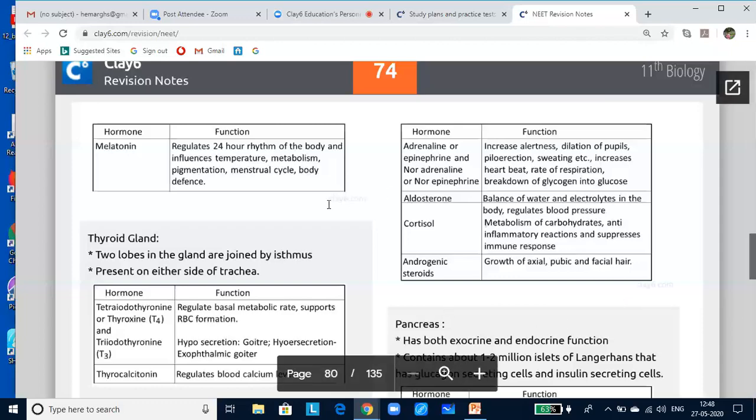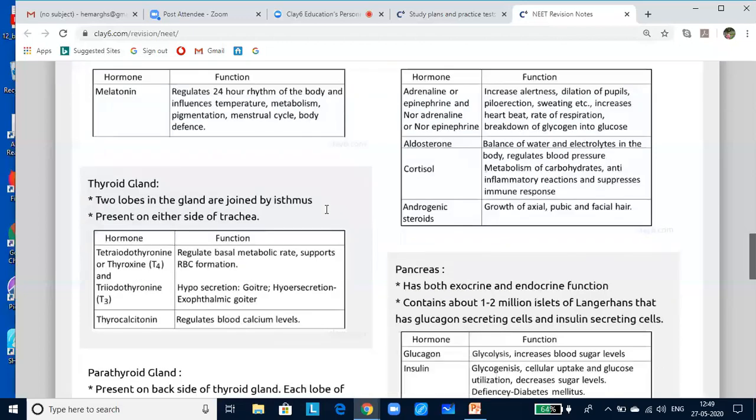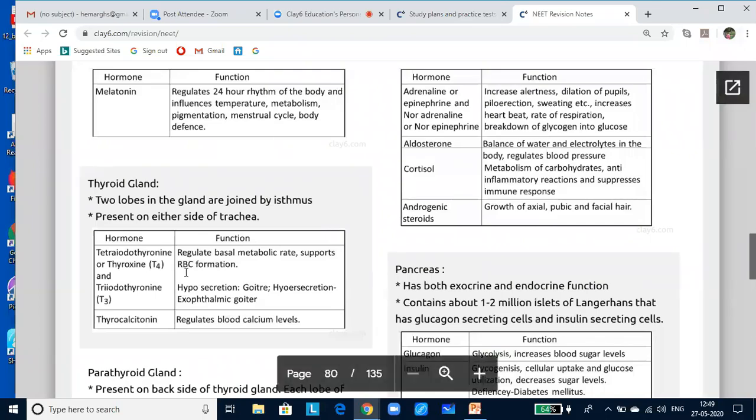Now the next gland you are going to see is the thyroid gland. It is the largest gland found on the ventral and lateral sides on the upper part of the trachea. That means it is present on either side of the trachea, and the two lobes of the gland are joined by the isthmus. Now what kinds of hormones does it secrete? T4, T3 and thyrocalcitonin. Now let us look at thyroxine or T4 hormone, or tetraiodothyronine.